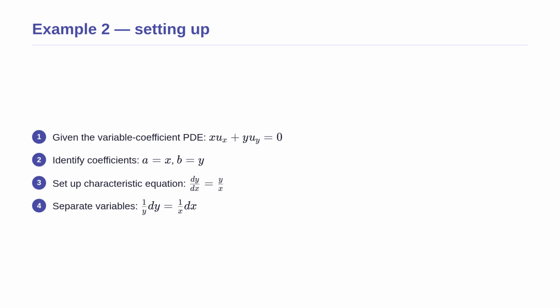We start by identifying our key coefficients directly from the equation. Here, a is the variable x and b is the variable y. Because these are not constants, our characteristic curves will not be straight lines. We substitute these into our characteristic formula, giving us the derivative of y with respect to x equals y over x. To solve this, we use the method of separation of variables. We algebraically move all y terms to the left side and all x terms to the right side, preparing us to integrate.